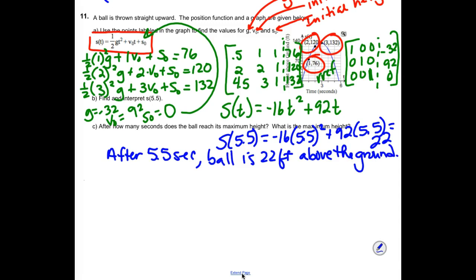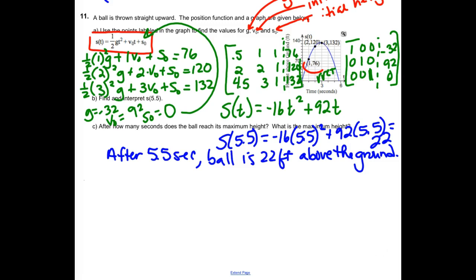Okay. Now, the last part says, after how many seconds does the ball reach its maximum height, and what is the maximum height? If you look at the graph, at 3 seconds it says we're at 132. That's pretty close to the maximum, yes? We don't know that it's exactly the maximum, but it's got to be pretty close from the picture. So that gives us a frame of reference for our answer.